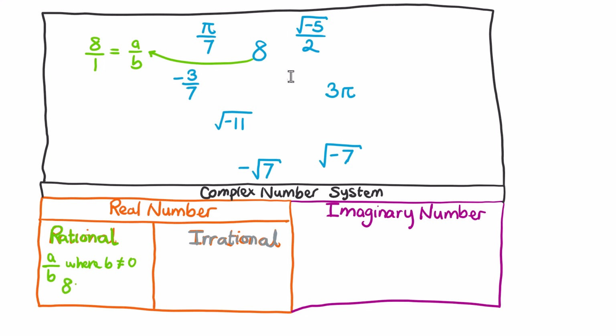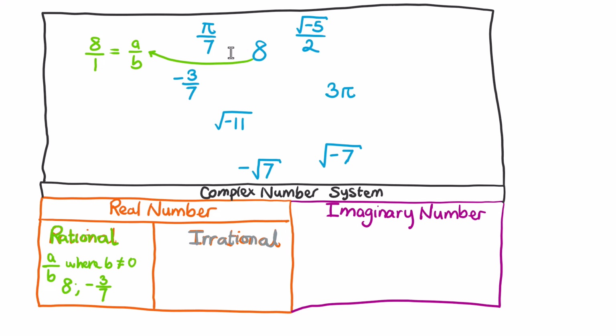And so this here is also a real number, 8. So keep that in mind. Alongside another number here in this sea of numbers, which is -3 over 7, and this here is categorized as well as a rational number.